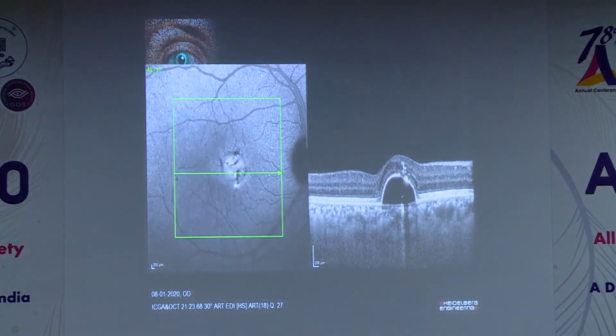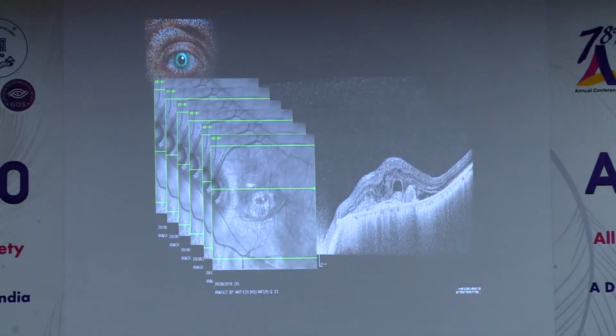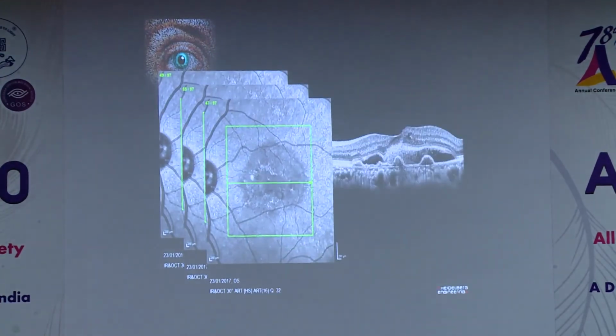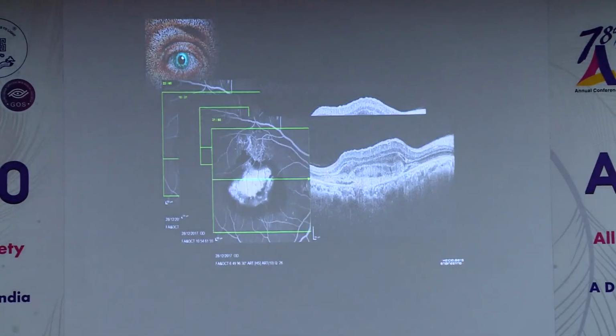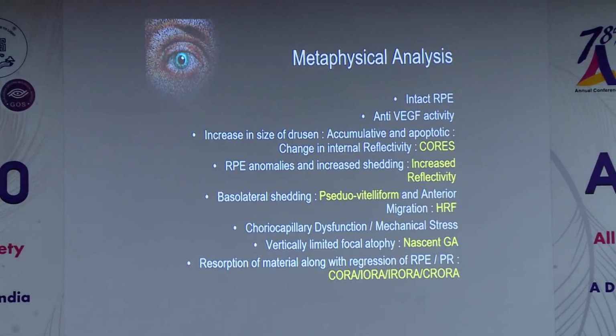So I think this is good enough. What I'm trying to say is, I'd just like to show you the last 3 slides because I think that kind of summarizes the whole thing. I call this a metaphysical analysis. It's not of the disease. This is very key. You have a disease which starts with a drusen. It's an accumulative disease. It goes underneath the RPE.